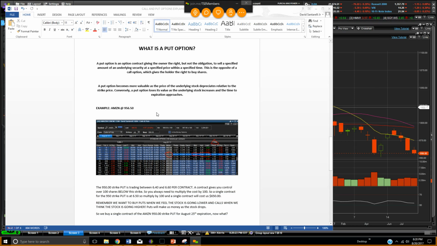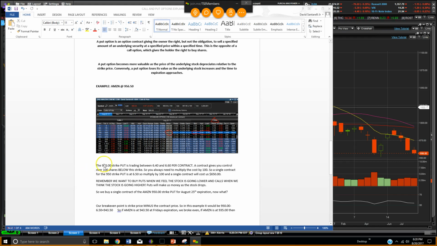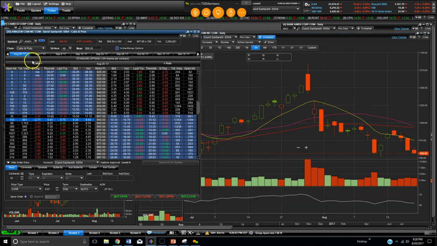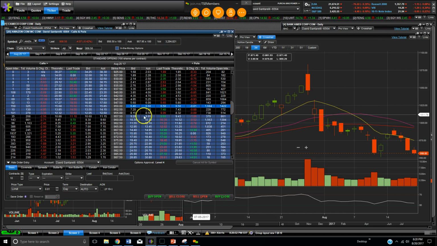So we're going to stay with the same example here with Amazon. Amazon right now, in live time, is at $956.50 per share. We're going to look at the 950 strike put, trading at 6.40 to 6.60 a contract. Let's go over here and look at this. Again, your left side is your calls, your right side are your puts. We're looking at the 950 strike put. Let's make this a little larger here. So, the 950 strike put.